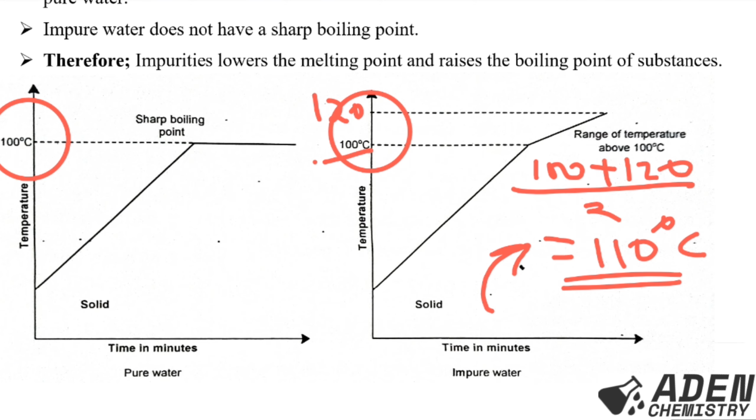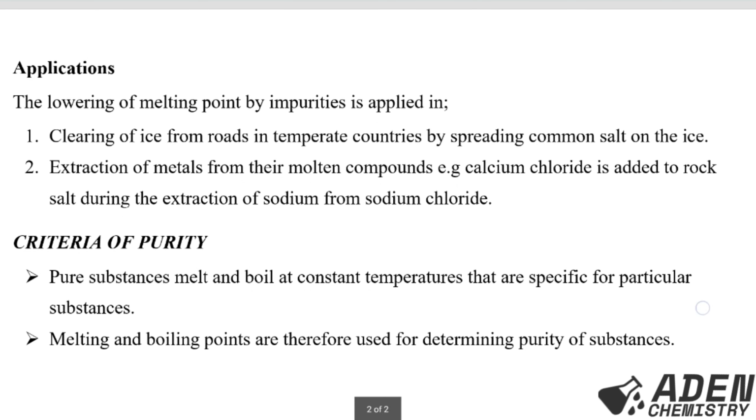Next we proceed to the applications of lowering the melting point. The lowering of melting point by impurities is applied in, number 1, clearing ice from roads in temperate countries by spreading common salt on the ice. Number 2, extraction of metals from their molten compounds. We are told calcium chloride is added to rock salt during the extraction of sodium from sodium chloride.